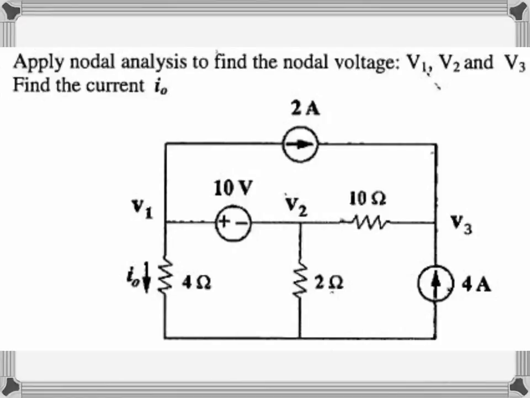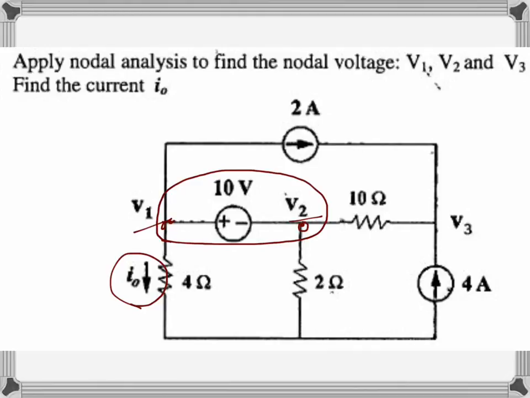We have to apply nodal analysis to find the current I naught in this circuit. We can see there are four unknowns in this circuit, the three node voltages and the current. Also, there is a voltage source between node 1 and node 2. When we have such a situation, we take these two nodes as one single node and analyze them together, and we call this node a super node.